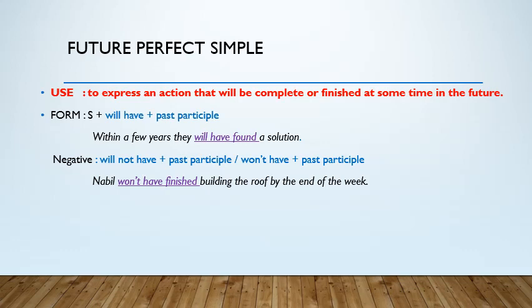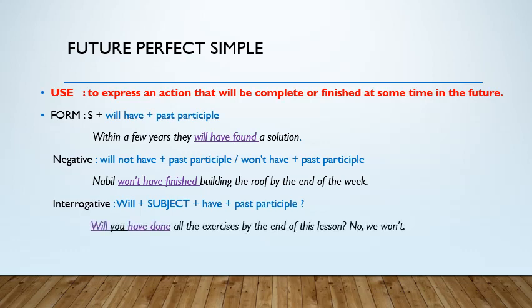So here we are talking about a precise time, which is the weekend or the end of the week. When it comes to the interrogative form, as you may know, we just change the places. We start first with will, and then the subject, and then have, and then the past participle. Will you have done all the exercises by the end of this lesson? No, we won't. So here, the time expression is by the end of this lesson.